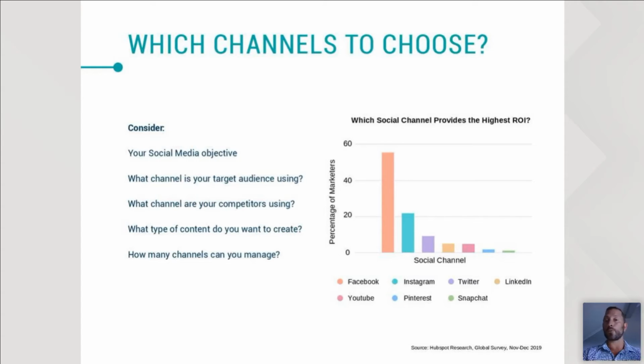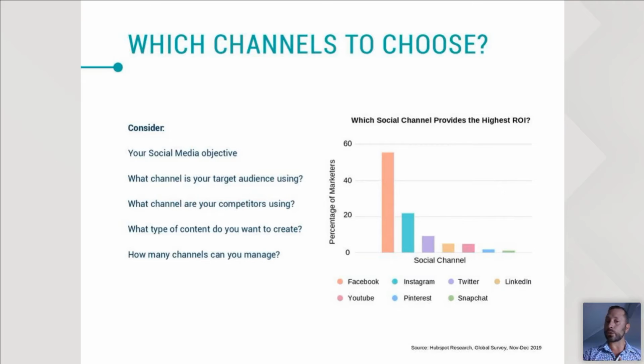If you're in tourism, Instagram and Facebook might be the way to go. If you're a photographer, you need to look for channels where your customers are looking at images like Instagram or Pinterest. What are your competitors using? What platforms are they on? And what type of content do you want to create? Some platforms are better for certain types of content than others.